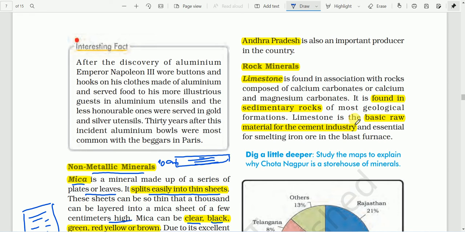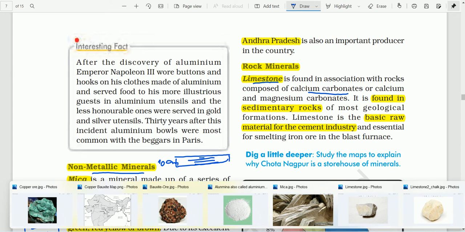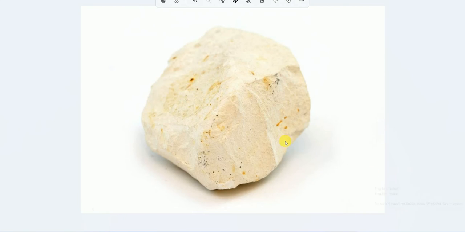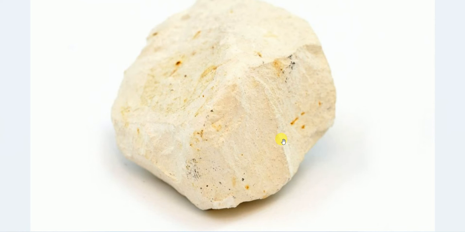Next we have these rock minerals, and limestone is an example, the most important one. Limestone is found in association with rocks composed of calcium carbonate or calcium and magnesium carbonates. Here I think you might have seen limestone. This is a photograph showing limestone, and another photograph, this is also a type of limestone, that is chalk.